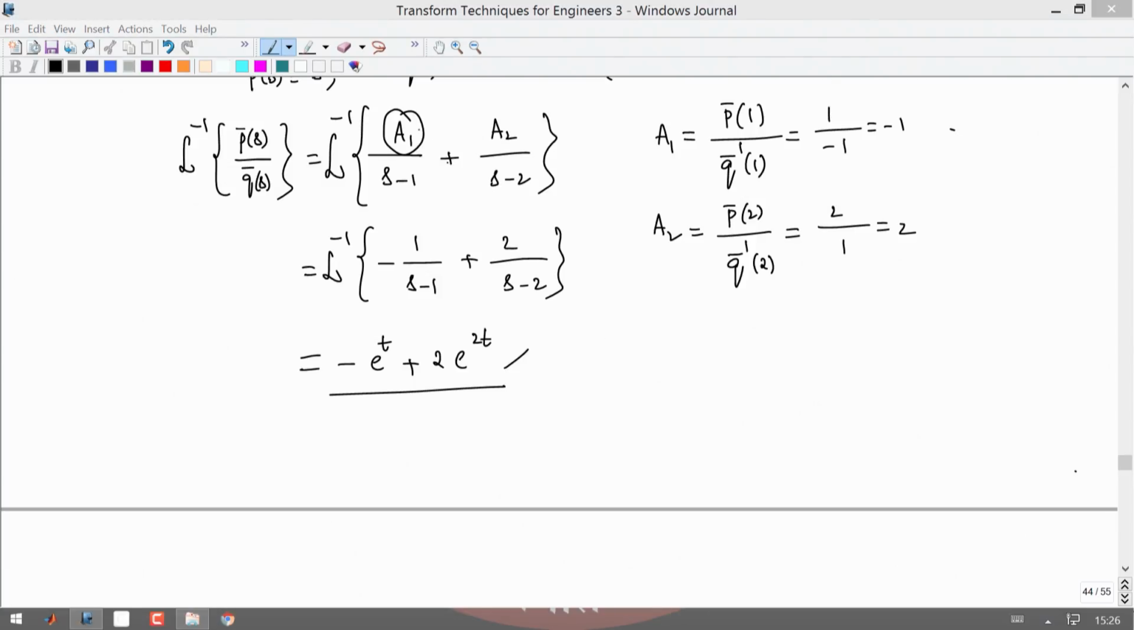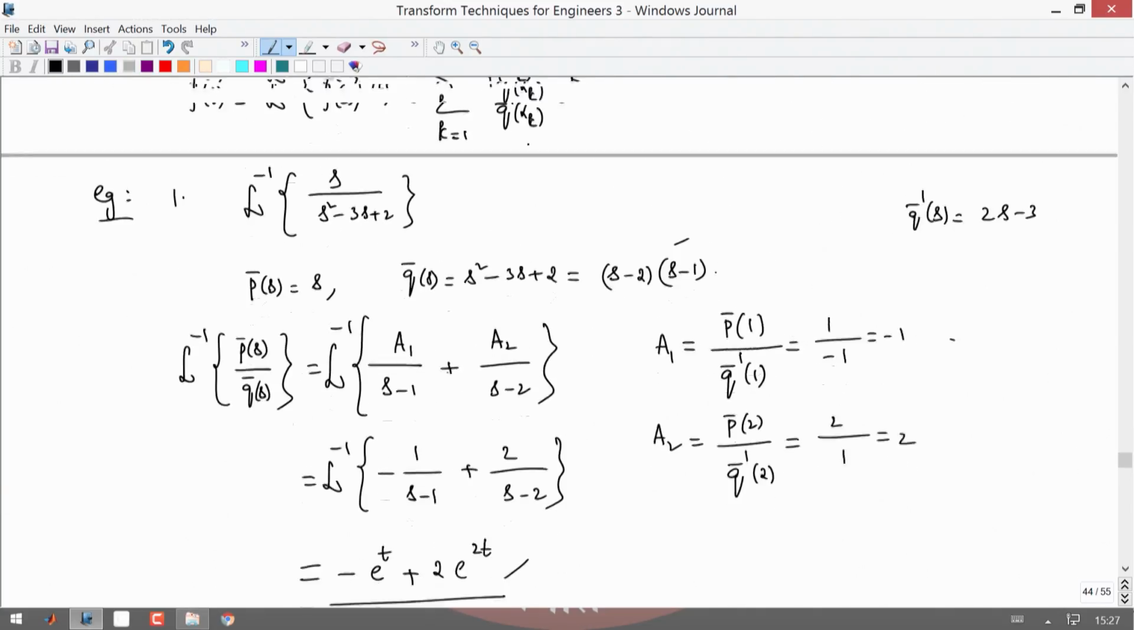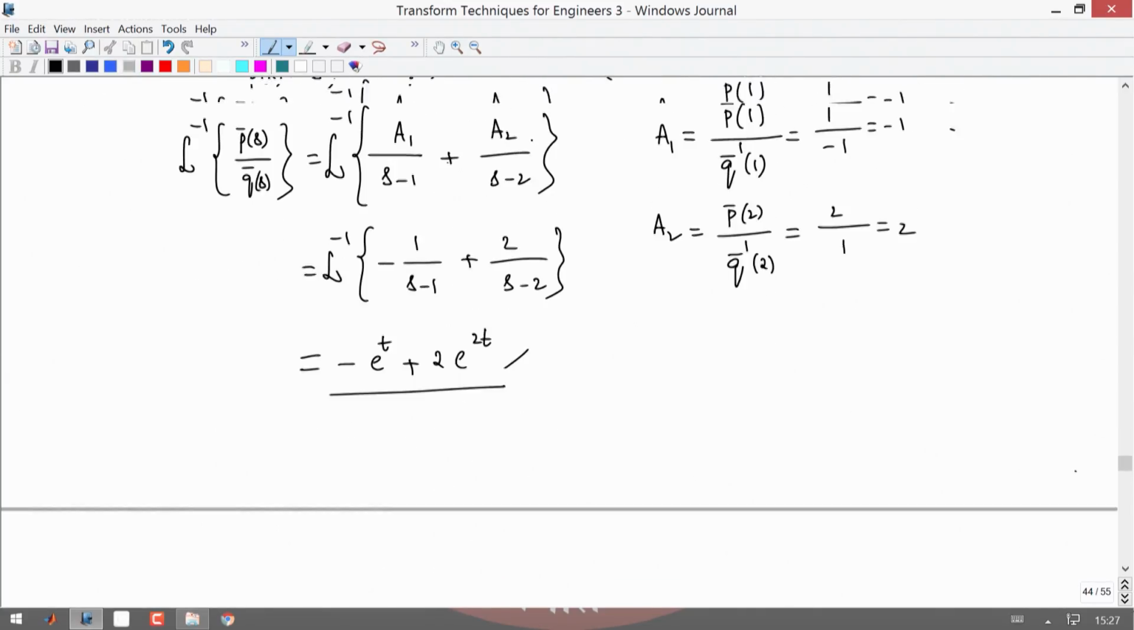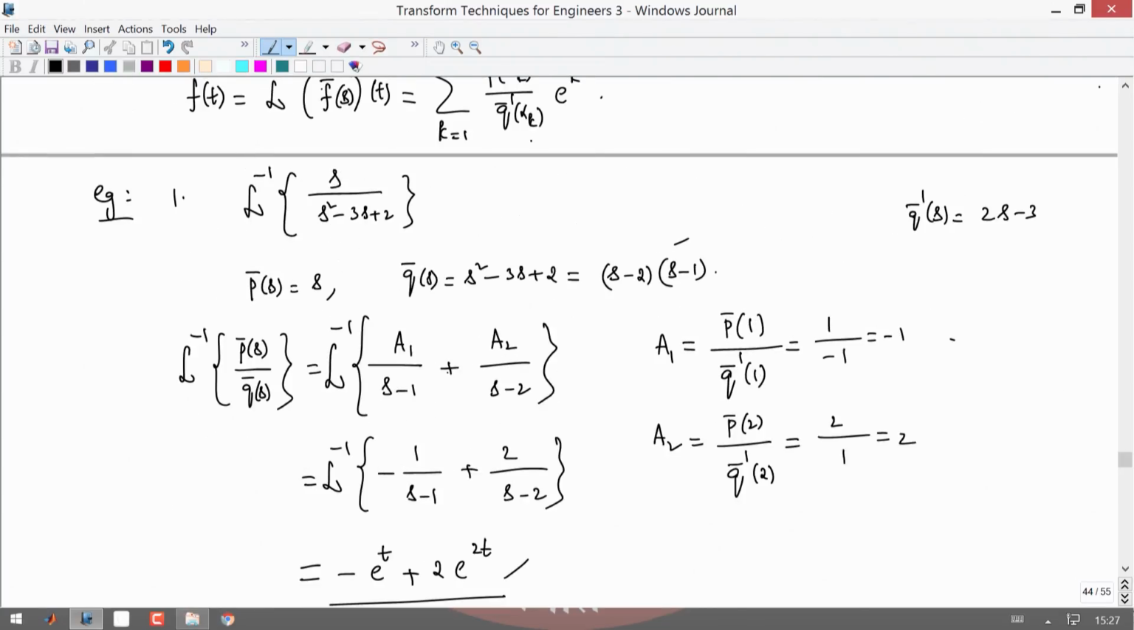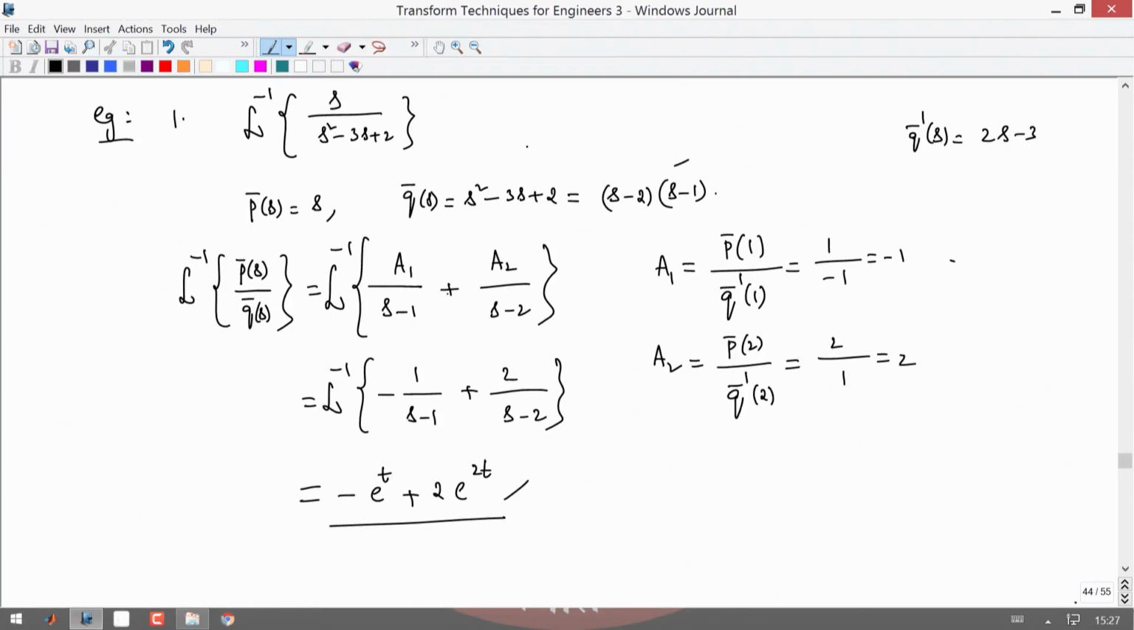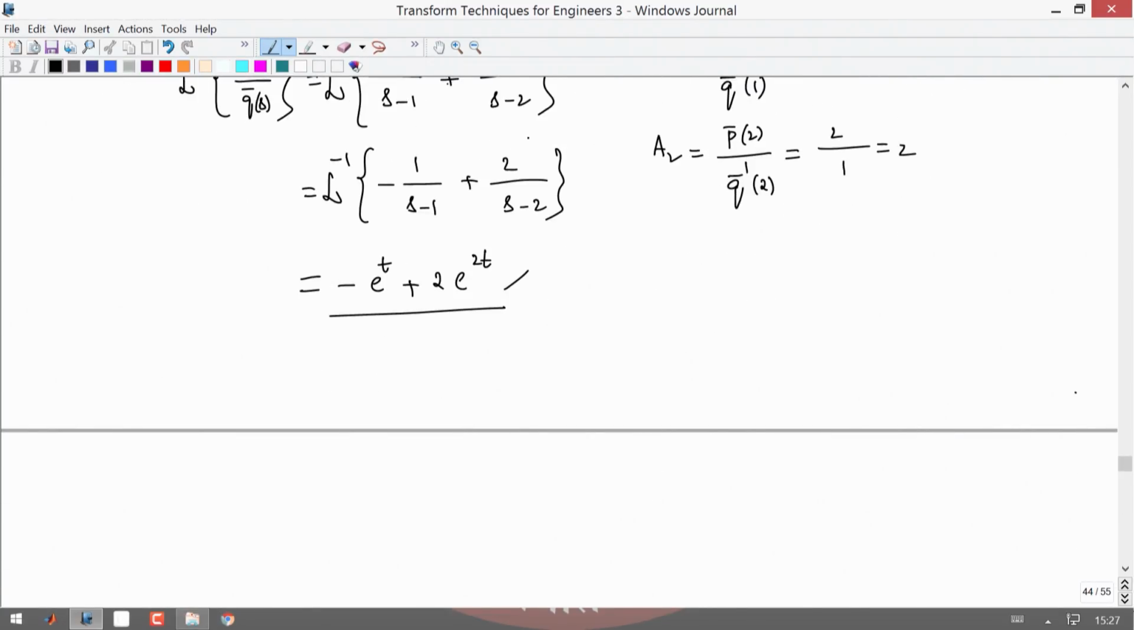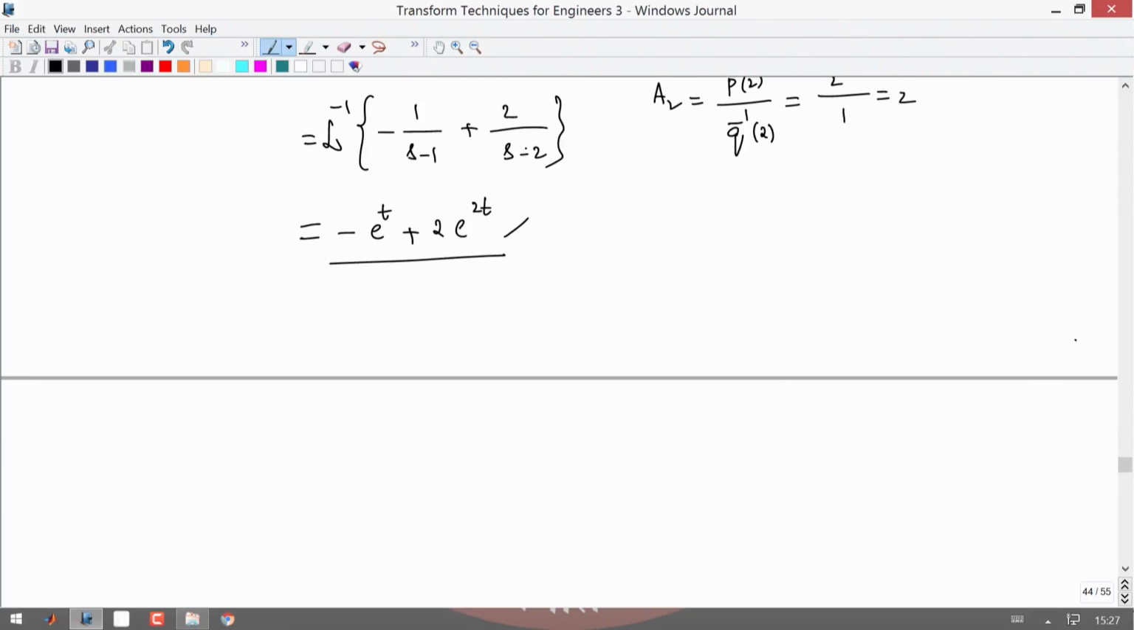If you use a2 whatever, I need not call a1 here. So, I can write a by 1 by s minus 2, 1 by s minus 1. Those corresponding coefficients, you have to consider this p and q dash values at that root, s minus whatever that root. Okay. So, this is how you find, given any polynomial by polynomial, if you have distinct roots in the denominator, you can just get the Laplace inversion this way.